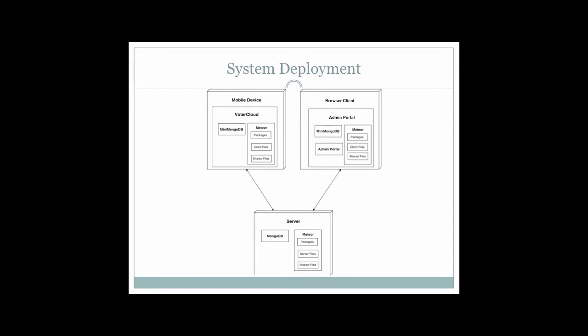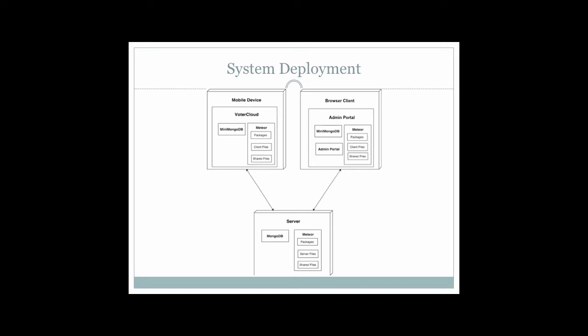Our hardware and software mapping contains three parts. At the center is the server. The server contains the Mongo database that has the entire database of the Voter Cloud application. Within there, it has a copy of the Meteor application so that it can process the server JavaScript files, which is the back end of the application.